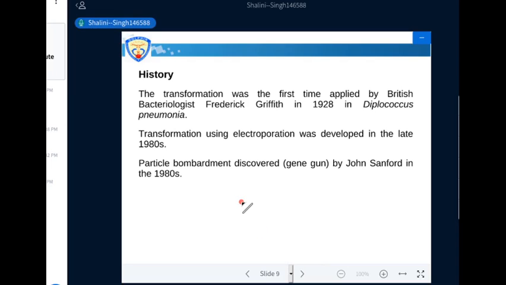Transformation was first applied by Frederick Griffith in 1928 in Diplococcus pneumoniae, and transformation using electroporation was developed in the late 1980s. Particle bombardment, popularly known as the gene gun method, was also given by John Sanford in the 80s.